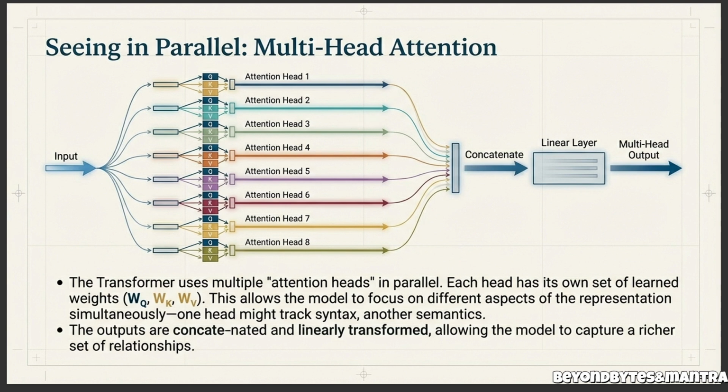learns different relationships like syntax, semantics, long-range links, etc. Together they form a richer understanding. One head might track grammar, another meaning, another entities. This combined output gives the transformer its depth and versatility.